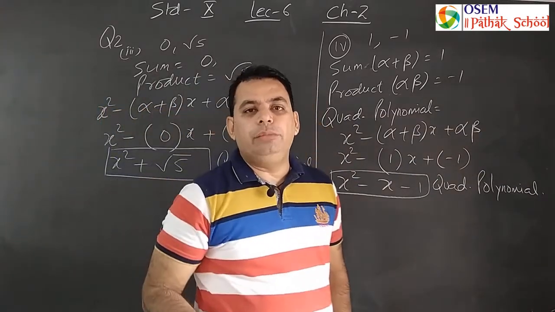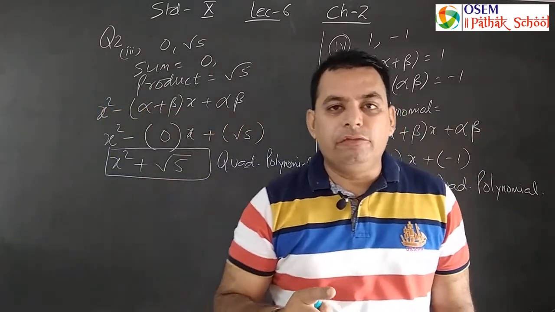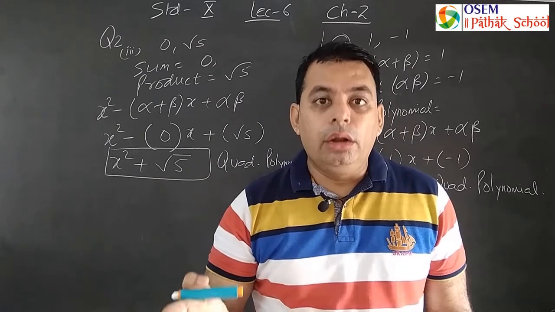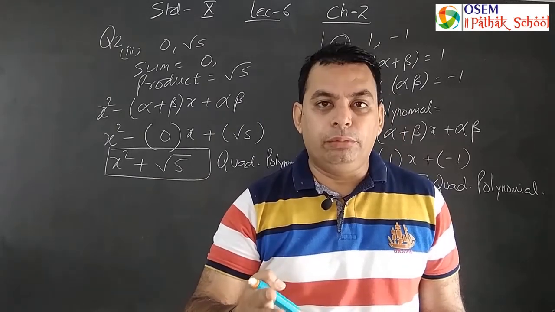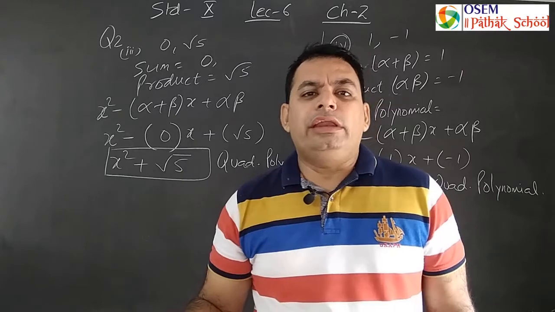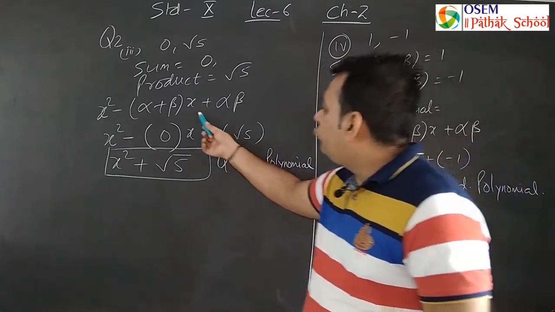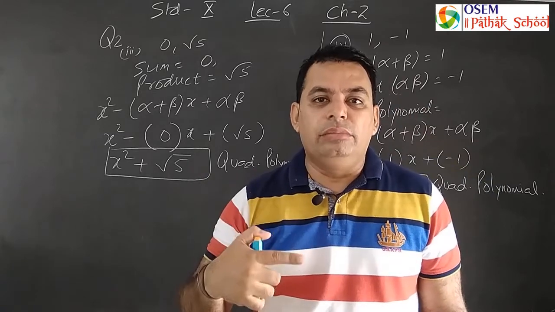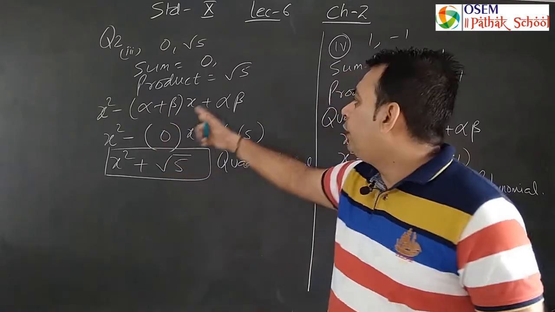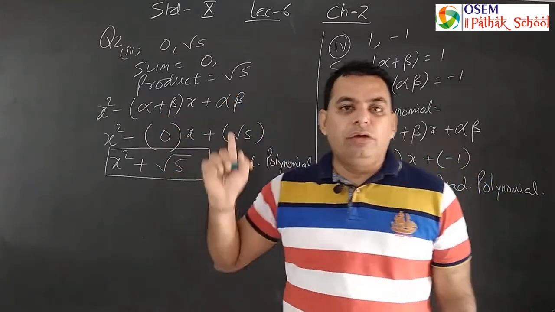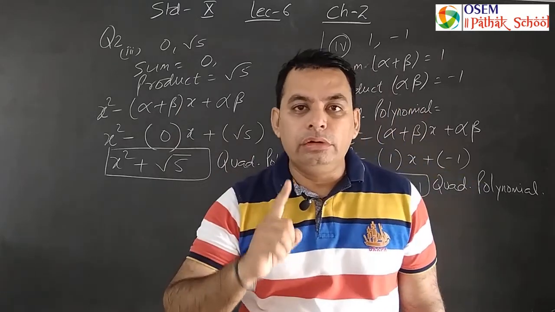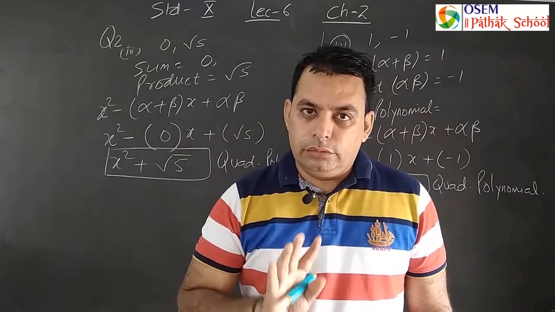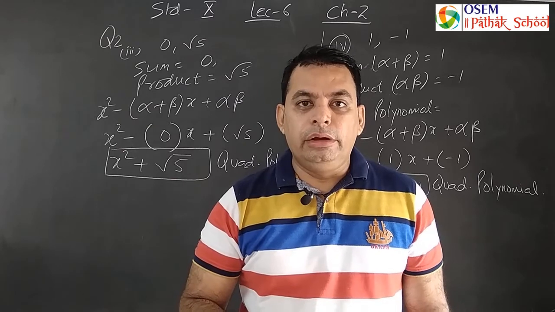So every time, students, you will be given the sum and the product, and you have to find the quadratic polynomial. You don't have to use anything else. You just apply this formula: x square minus sum x plus product, and you will get the quadratic polynomial. This formula is also in your textbook. You have got the concept here.